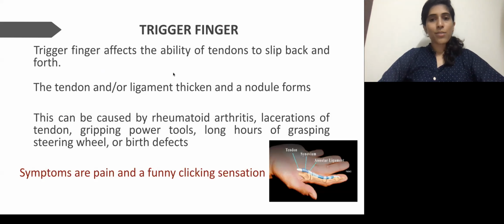Another issue is trigger finger. Trigger finger affects the ability of the tendons to slip forward and back. So the forward and backward movement of the tendon gets affected, the tendon or ligament gets thickened, and nodules form. As a result, there will be pain, and a funny clicking type of sound or sensation will come when the person tries to flex the fingers.